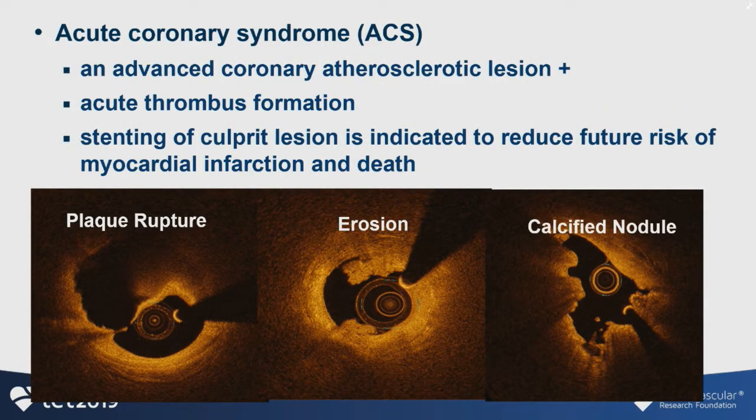So when we are faced with a patient coming to the cath lab with chest pain, troponin elevation, ECG changes, acute coronary syndrome, the usual underlying pathology is that of an advanced coronary atherosclerotic lesion together with acute thrombus formation. And we know that stenting of these lesions is indicated to reduce the future risk of myocardial infarction and death. And we've learned from OCT and IVUS that the major culprits that we see in imaging are predominantly plaque rupture, less frequently coronary erosion, and occasionally calcified nodules.